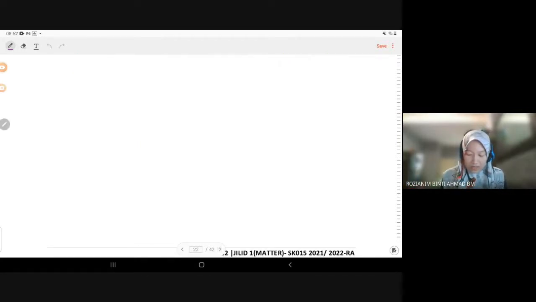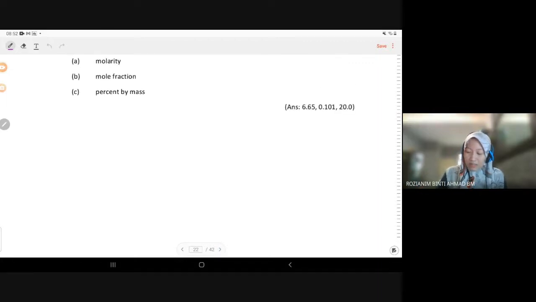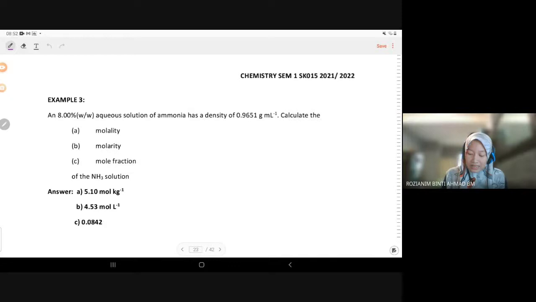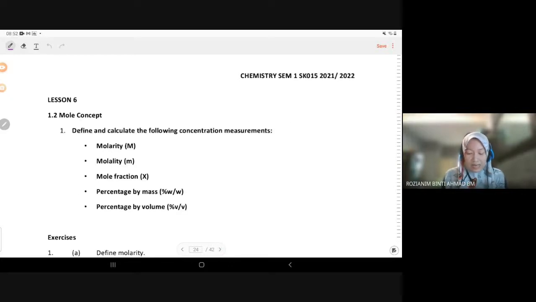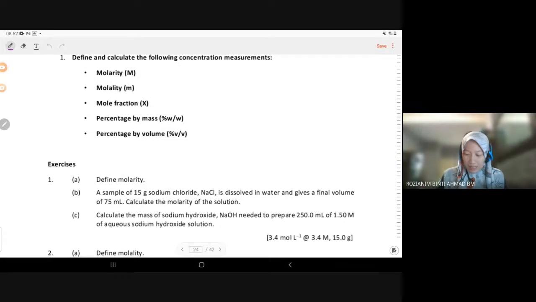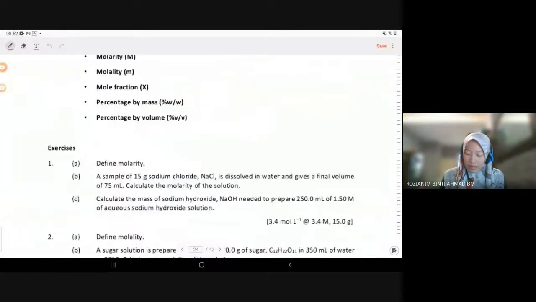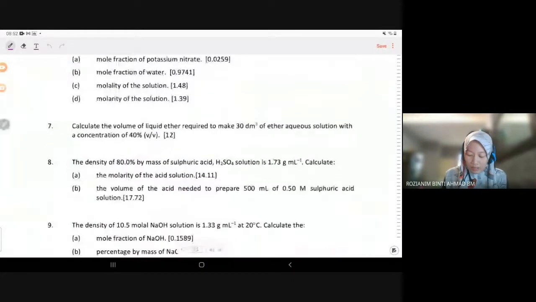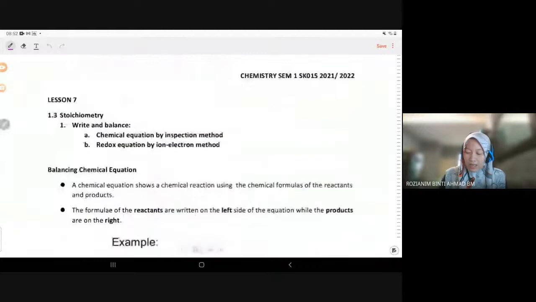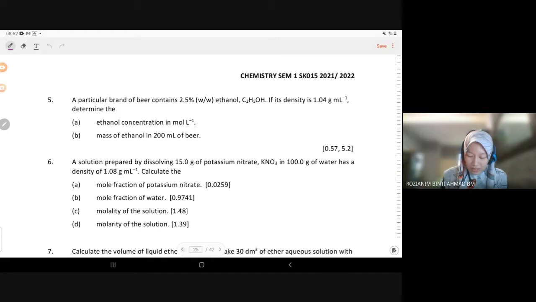Okay, maksudnya sekarang kita dah belajar lesson 1.0 untuk mole concept. Cuma tinggal calculation lagi, latihan sahaja. Kalau you tengok lesson you, muka surat 24, kita ada banyak latihan dekat sini. Yang ni kita akan masuk nanti dalam tutorial. And then the next lesson for the lecture, kita akan belajar pula konsep stoikiometri. Dapat?